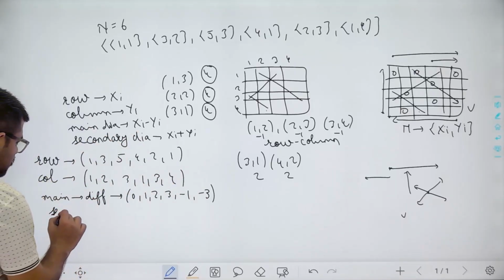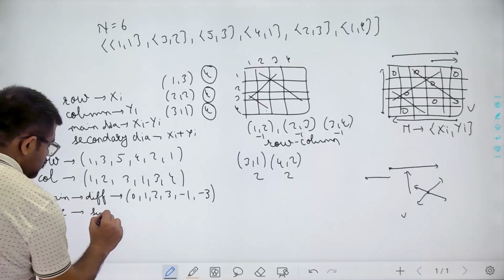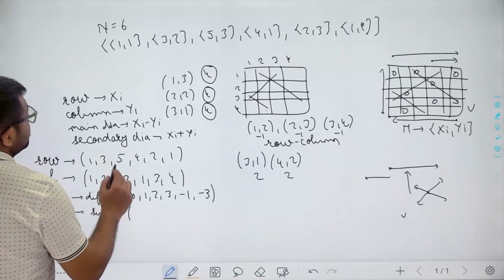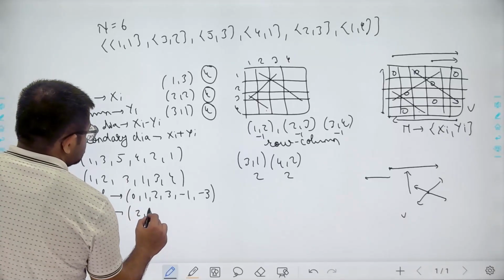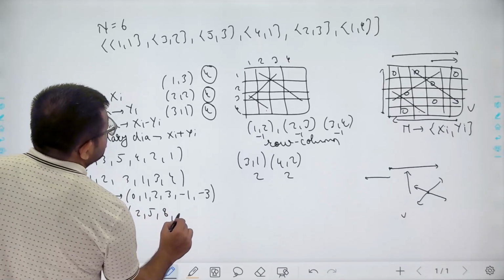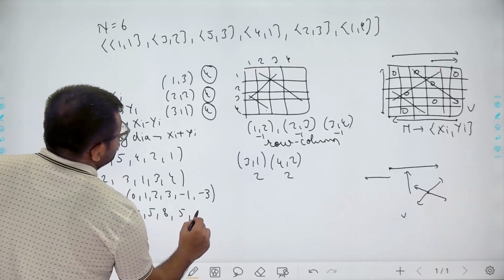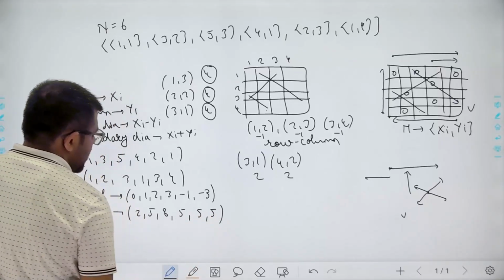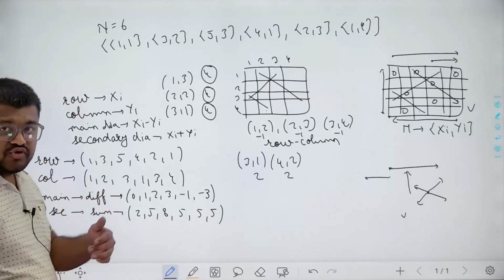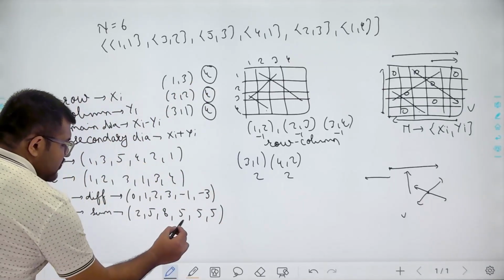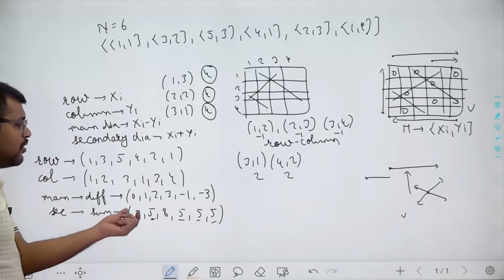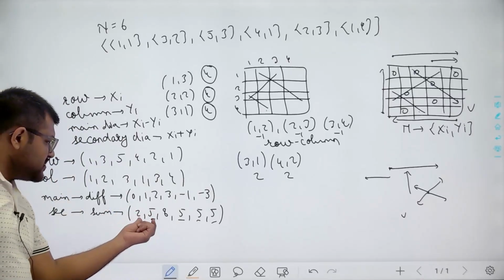Okay, and if I talk about the secondary diagonal, I need to store their sum. So if I store the sum, it will be 1 plus 1 is 2, 3 plus 2 is 5, 5 plus 3 is 8, 4 plus 1 is 5, 2 plus 3 is 5, and 1 plus 4 is 5. So the secondary diagonal whose row number plus column number is 5, in that secondary diagonal I have 4 coins. So I would select this diagonal.